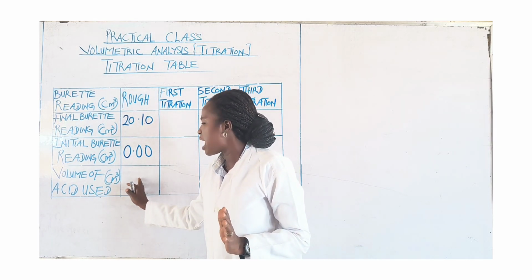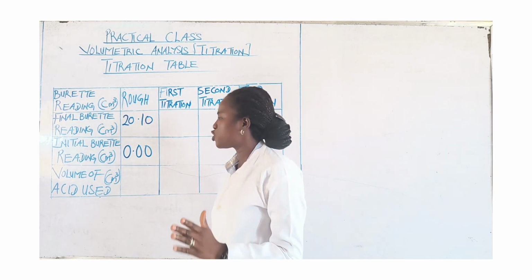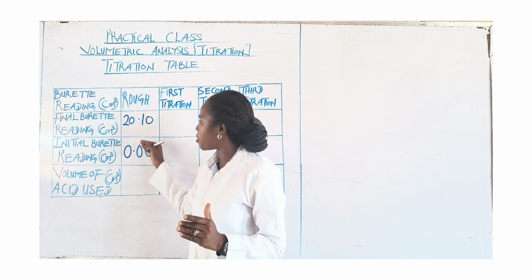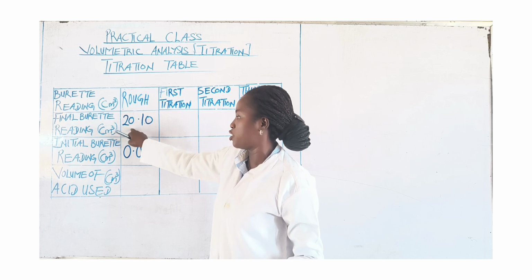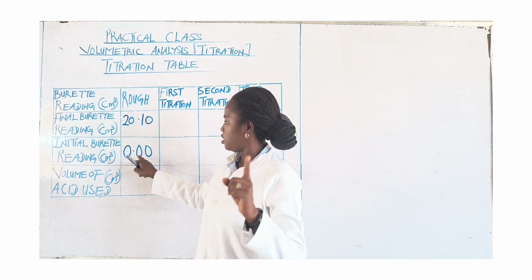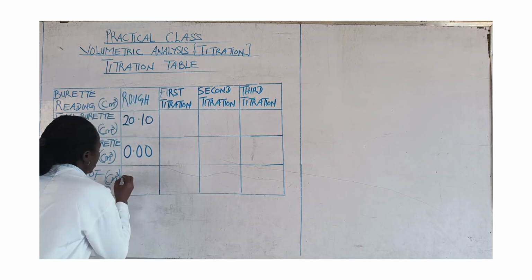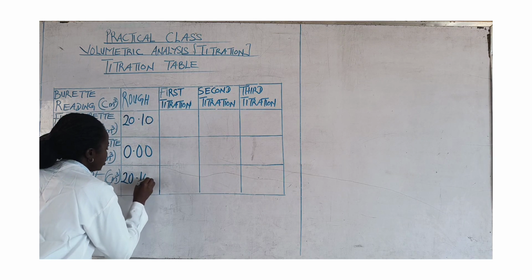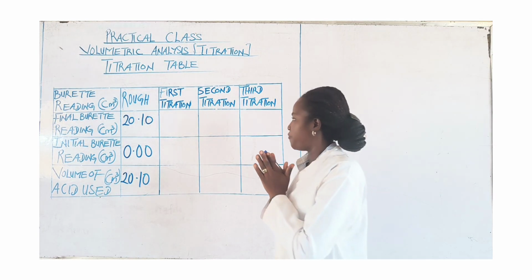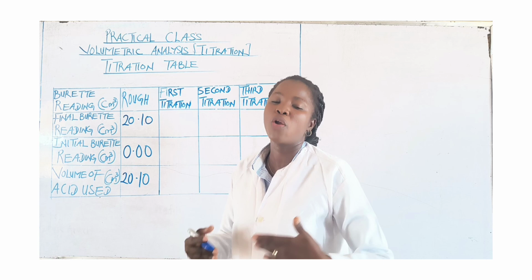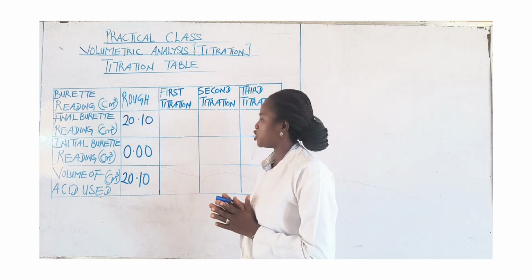So now, how do we get the volume of acid used? You are going to subtract your initial from your final. Remember, after your titration, after you get your color change, is when you have this 20.10. So you subtract this from this, what do we get? Good, 20.10. Now we are through with our rough. Rough is just to guide us where the color will be changing, just to know that we are set for practical. So let's go to the first titration.